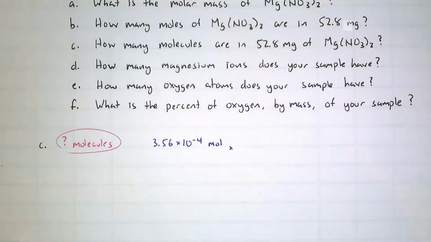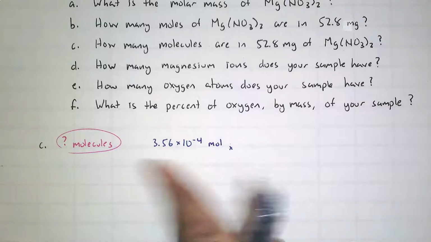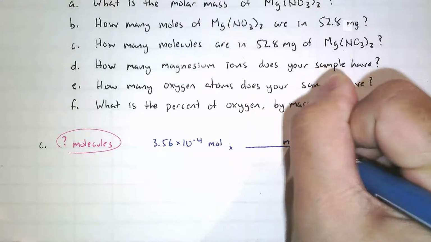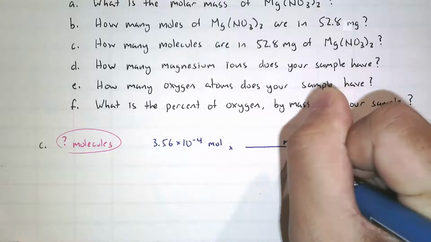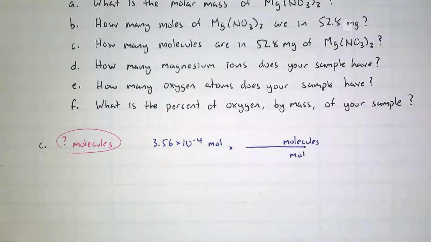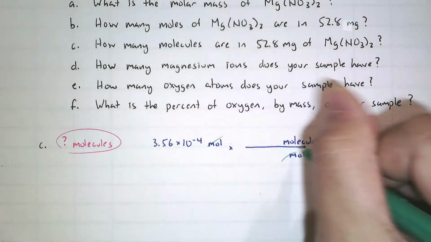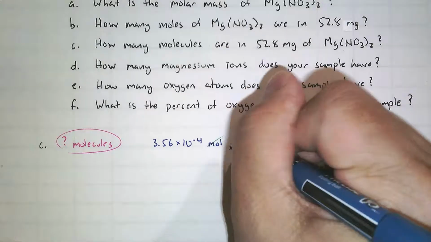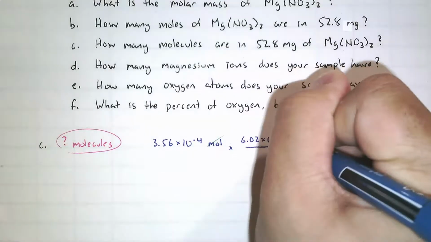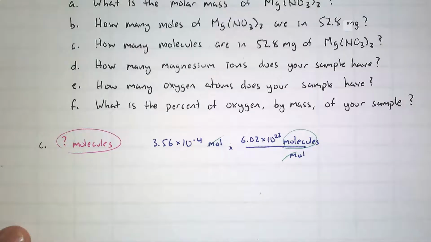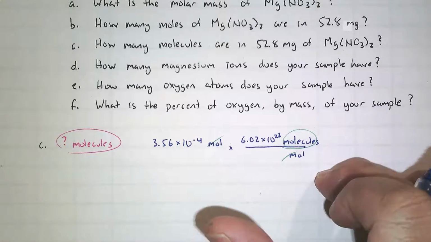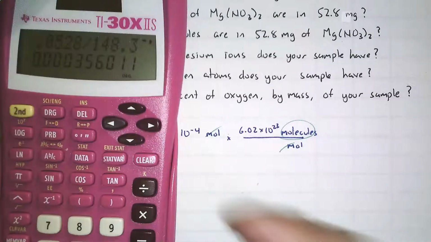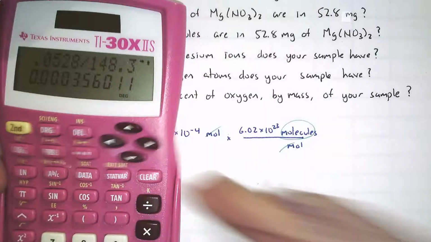Times, I gotta get rid of moles and have molecules. I could do that. We have molecules on the top, and we have moles on the bottom to cancel out the moles. Okay. This is where to use Avogadro's number. 6.02 times 10 to the 23. That's the only conversion I know that relates molecules to moles. Okay, Avogadro's number. I still have that number saved in my calculator, the number of moles.